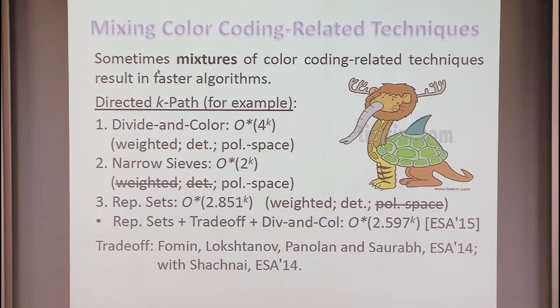So I've been studying mixtures of this technique, and here I will only show you one mixture that relies on a combination of representative sets and divide and color in the context of directed k-path. You can see that we get an improvement by using such a mixture. And there can also be other mixtures of these techniques that can lead to improvements for other problems. I want to mention that this result also builds on a trade-off result that was obtained by these authors, and also in a work I have with Dasha Chnai.